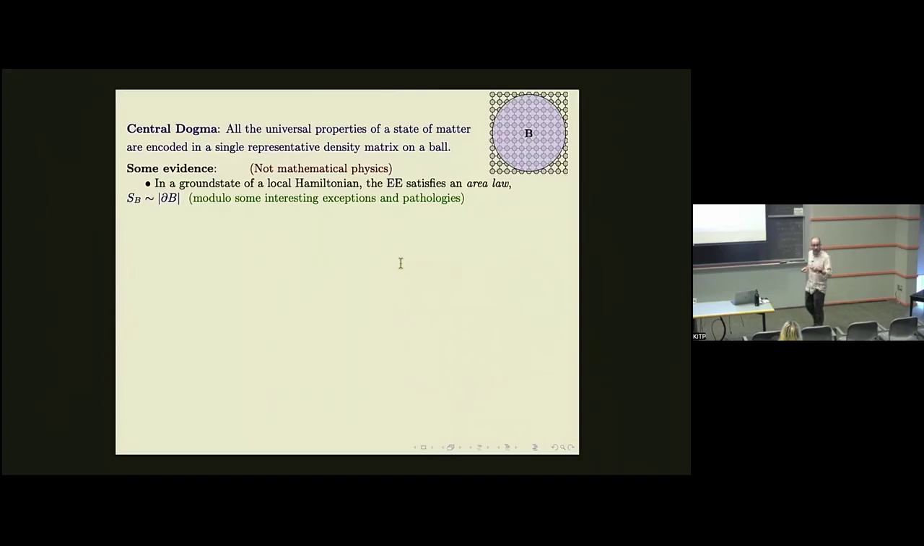So this is a way to, if you give me a state, I can compute the entanglement entropy and ask whether it satisfies this area law. If it does, that's some evidence that it is the ground state of a local Hamiltonian.